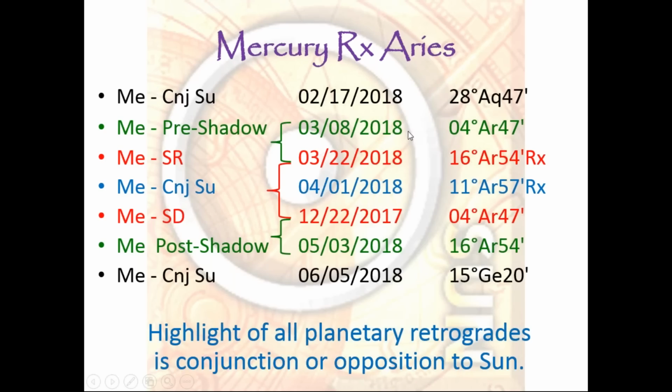Here's the pre-shadow dates, the first passage right here. Here we are getting ready to go retrograde as of Thursday, the week of this phone call. The interior conjunction to the sun is the halfway point of the retrograde. Here it will be April Fool's Day, Easter Sunday at about 12 degrees Aries. And of course you see how it goes direct. And here's the dates for the post-shadow as well.